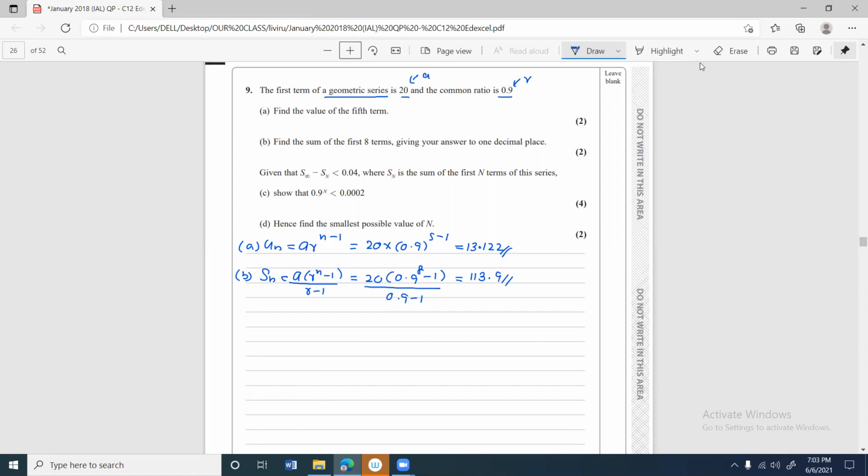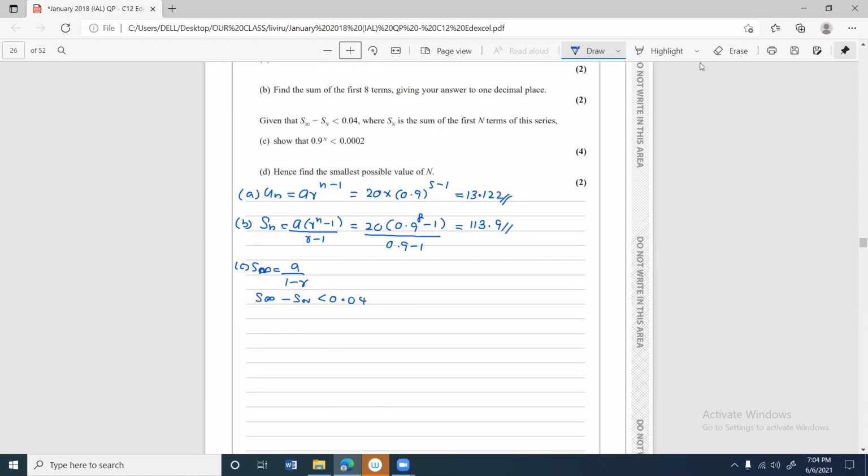Given that S infinity minus Sn is less than this bit, show that this condition. So what is the Sn formula? S infinity is A over 1 minus R. Therefore, you can write S infinity minus Sn is less than 0.04. Okay, we will try to work out this question.